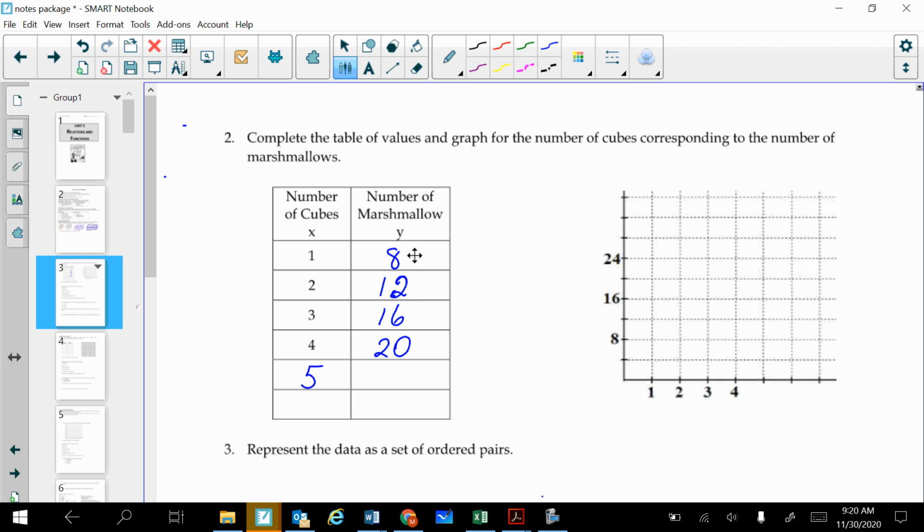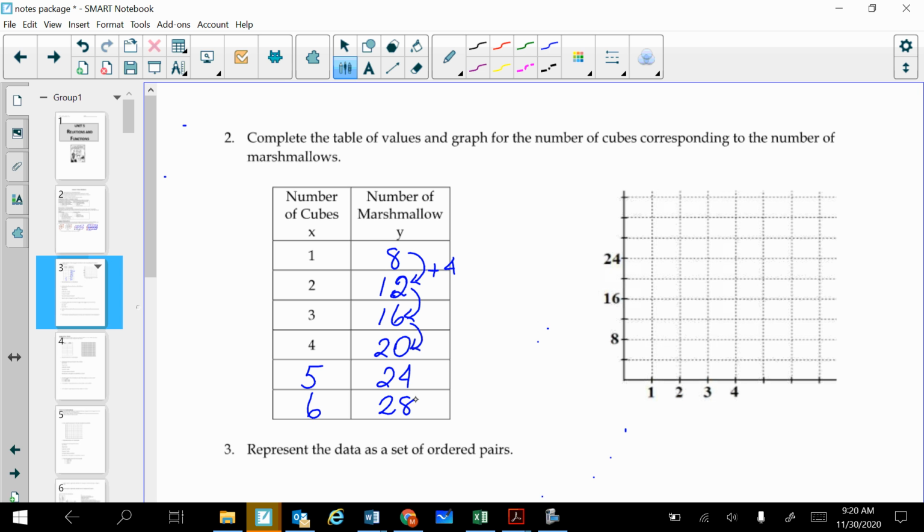What am I doing each time to get from one number to the next? Well, I'm adding 4 each time. So I'm going to add 4. That gives me 24. If I had 6 cubes, that would give me 28.